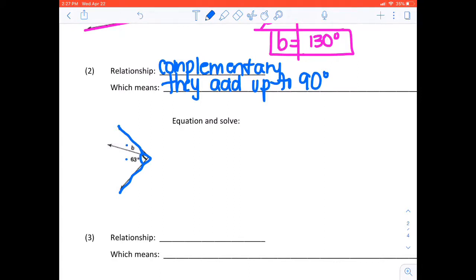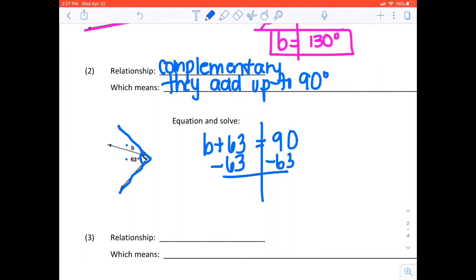So I'm going to take these two angles here. We have B and we have 63. I'm going to add them up. When I do that, we get 90. So I'm going to subtract 63 from both sides. Now I'm going to use my calculator. I'm going to do 90 minus 63, which gives us 27 degrees. And that would be your answer.